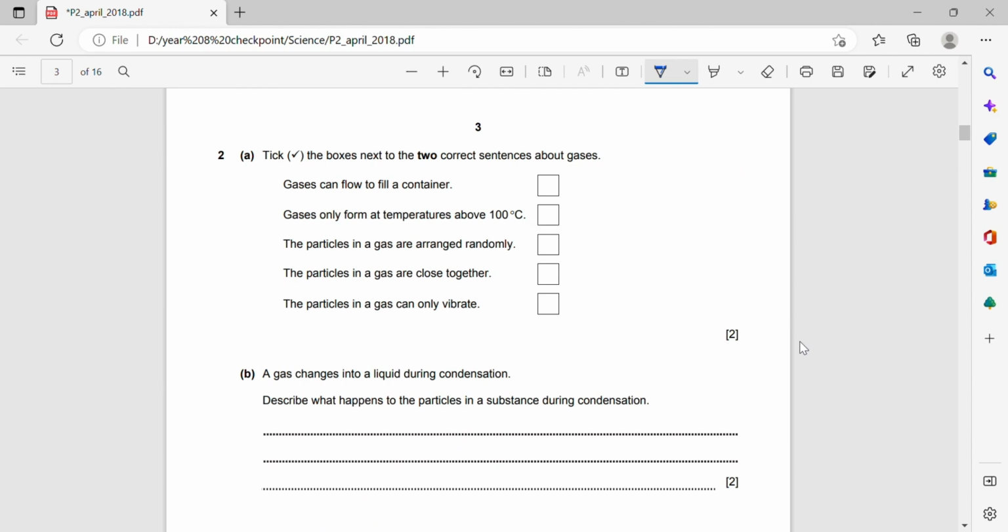Tick the boxes next to the correct sentences about gases. Gases can flow to fill a container. Yes, they fill the container. They take the shape of the container. Gases only form at a temperature above 100. Wrong. The particles in a gas are arranged randomly. Correct. The particles in a gas are close together. Wrong. The particles in a gas can only vibrate. Wrong. So these are the two correct statements.